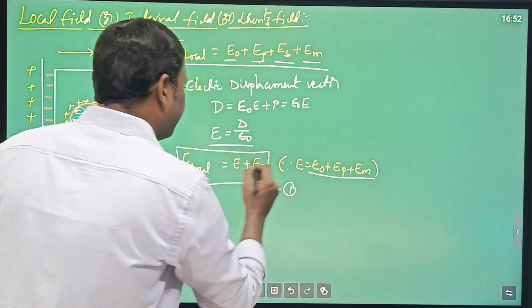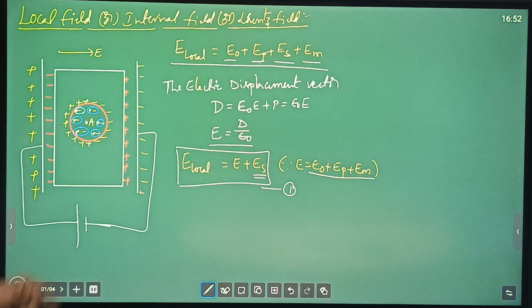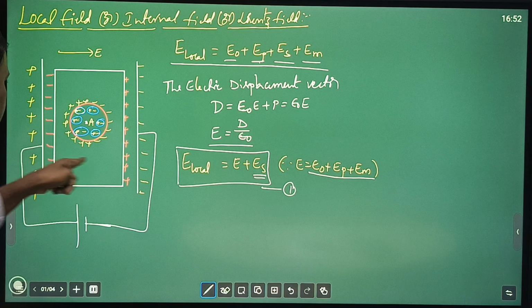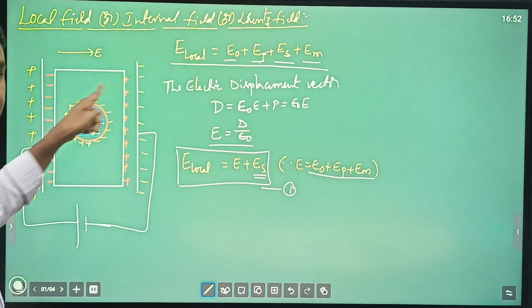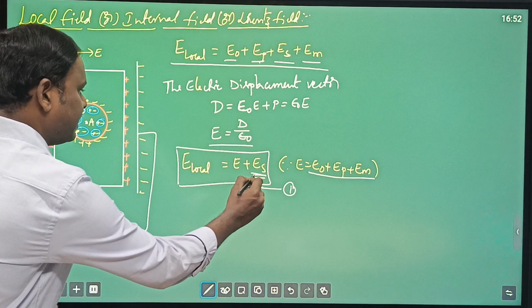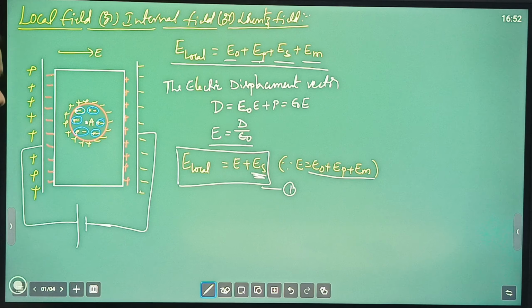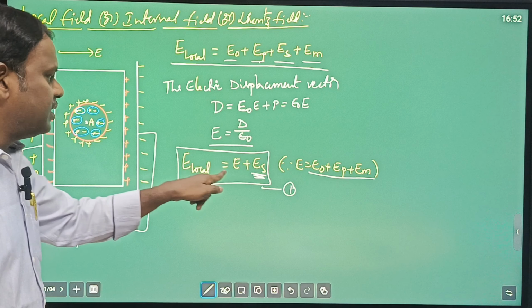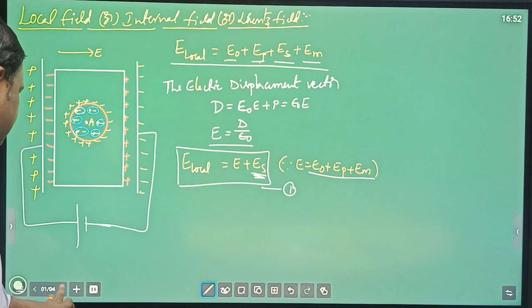And here we know that ES is nothing but the field at point A due to the charges induced on the surface of the spherical cavity. Now let us calculate the value of ES and then substitute into equation number 1. Then we get the value of E local is equal to E plus ES.